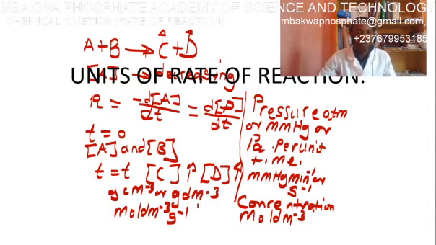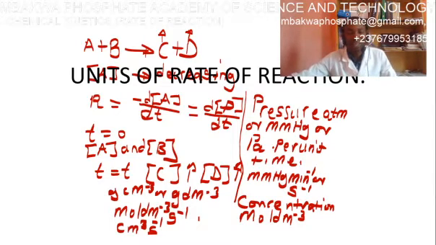What about volume? If we are looking at a gas that was produced during the reaction, and we are measuring the volume of the gas, probably using the graduated gas syringe method, you know that the volume of a gas will be measured in cm cube, and the volume that is measured per second will also be the unit of the rate of reaction.